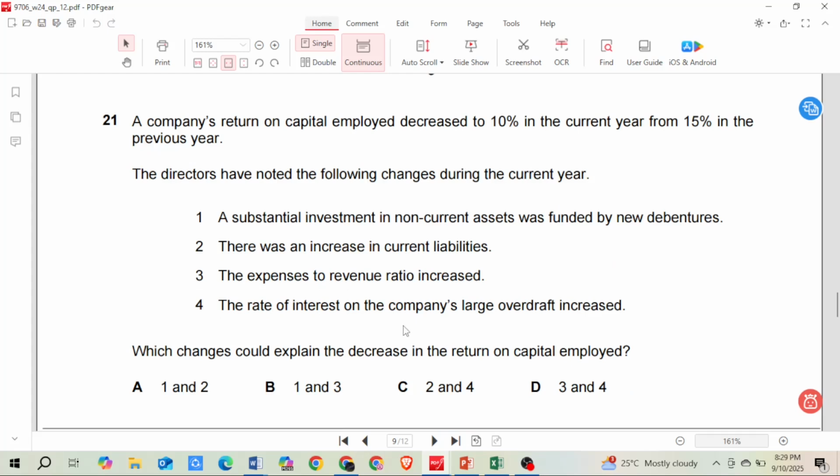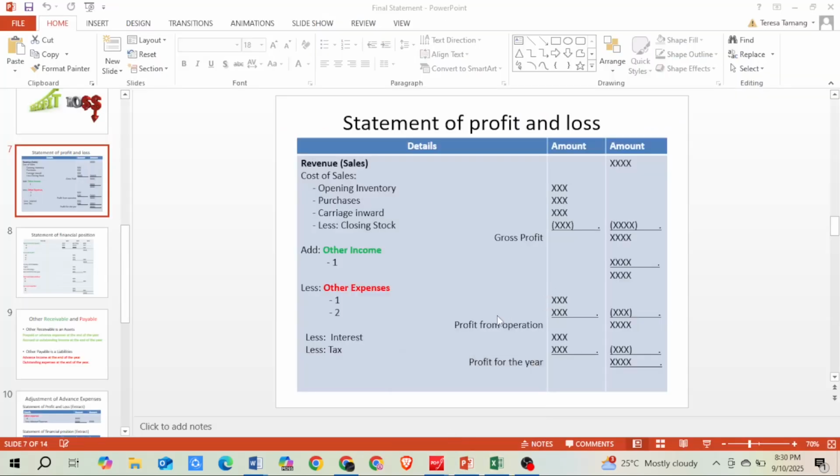The last one, the interest rate on the overdraft increases, means we have to pay more interest. More interest increases the cost and ultimately decreases the profit. But remember that the profit we are including here is profit from operations, and interest is subtracted after profit from operations to find the profit for the year. So it would not affect the profit from operations at all, and it will also not affect your return on capital employed.